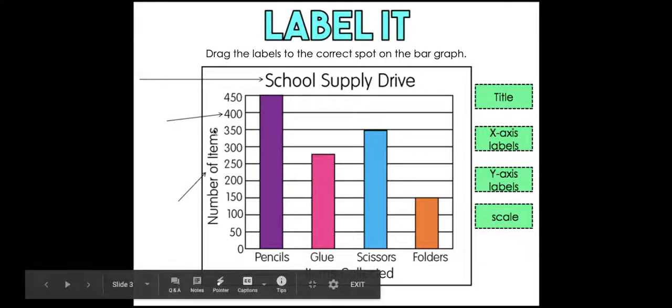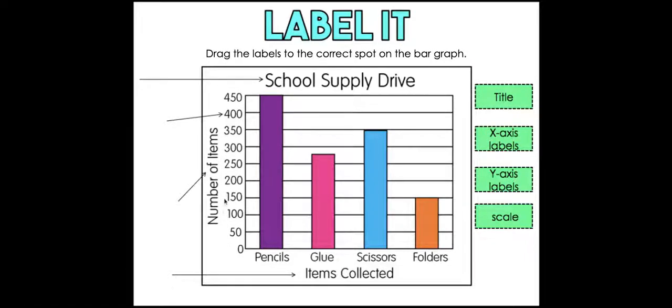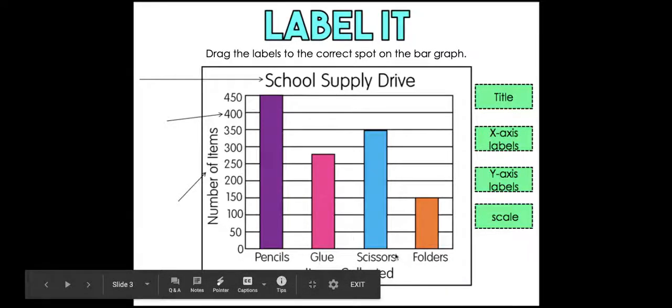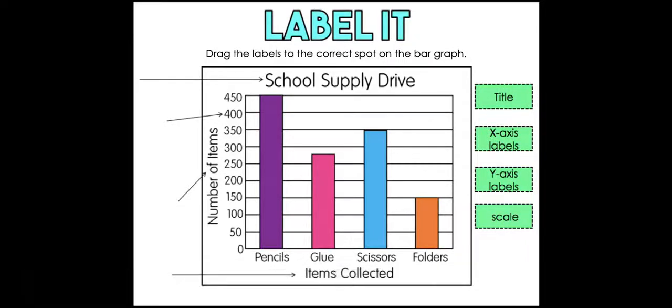On the side, we have the labels. We call this vertical one that goes up and down the y-axis. So this is the y-axis label, the number of items. On the bottom, the one that goes across, we call that the x-axis. So the x-axis label here is items collected. So I can see the different categories of items or things that they collected in the school supply drive.